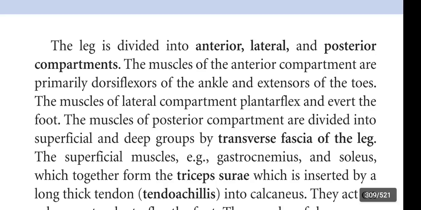Plantar flex and evert the foot. This lateral compartment muscle causes plantar flexion and eversion of the foot.